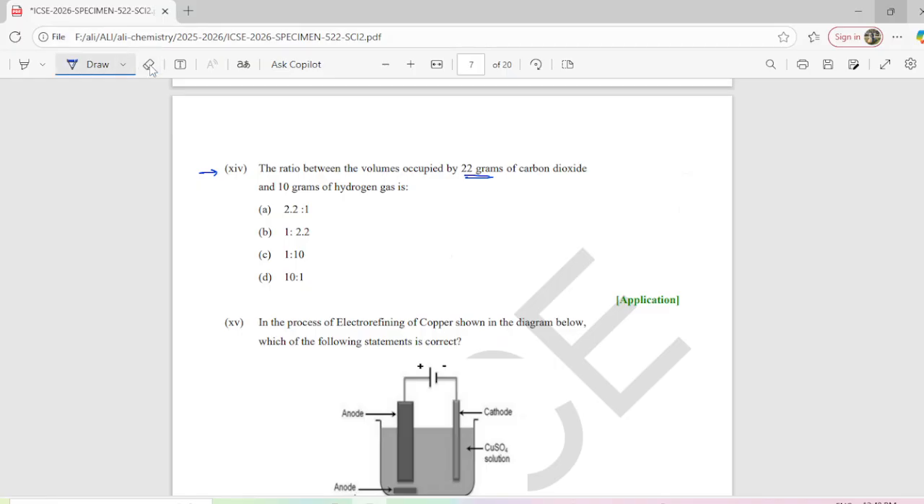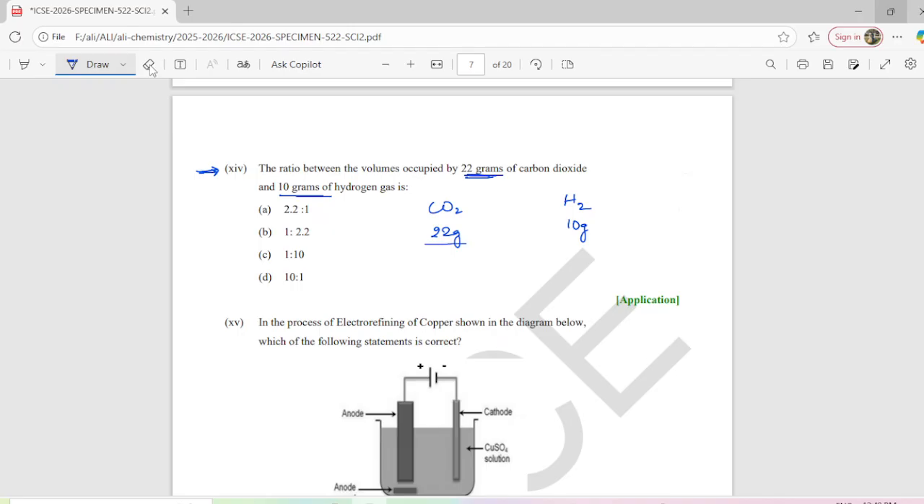Okay, example, MCQ 14. The ratio between the volumes occupied by 22 grams of carbon dioxide and 10 grams of hydrogen gas. So these are the gases given, and the masses are 22 grams of carbon dioxide and 10 grams of hydrogen gas. Now to find the volumes occupied by them, we need to find the number of moles.